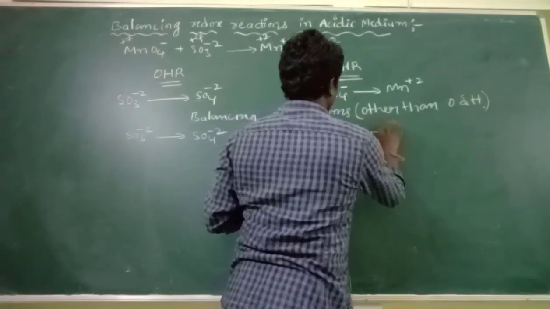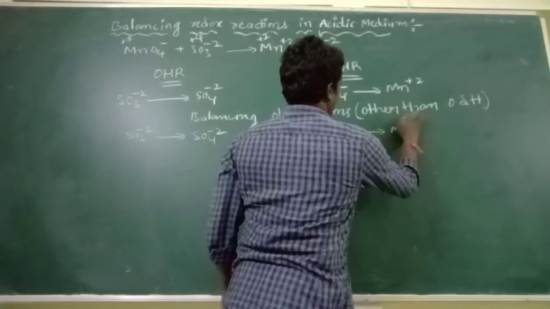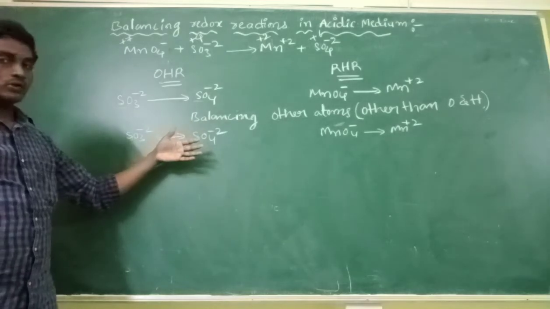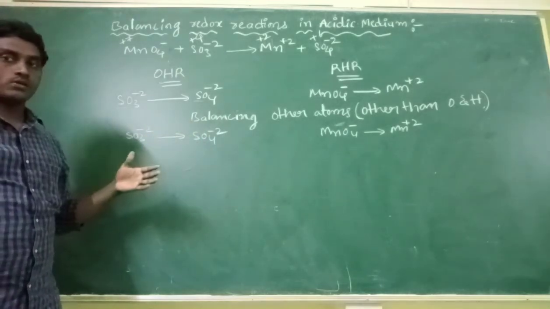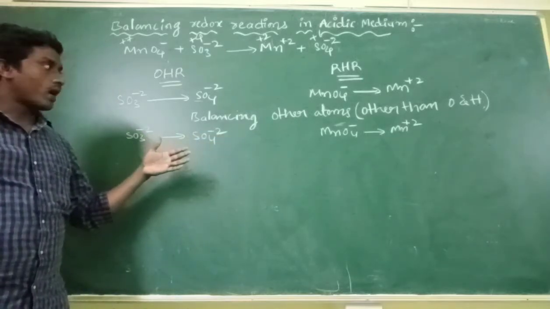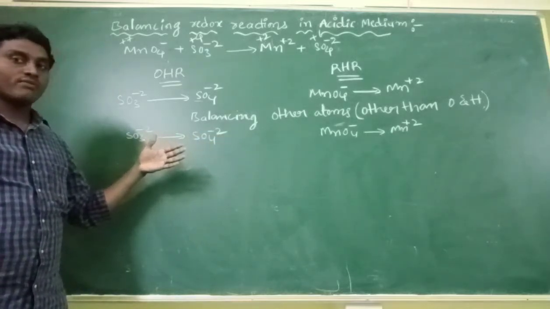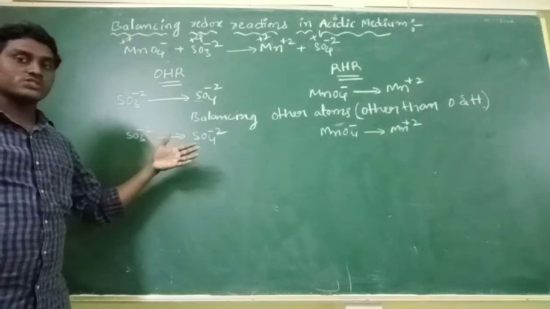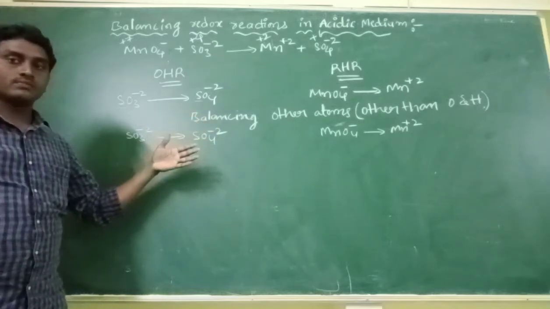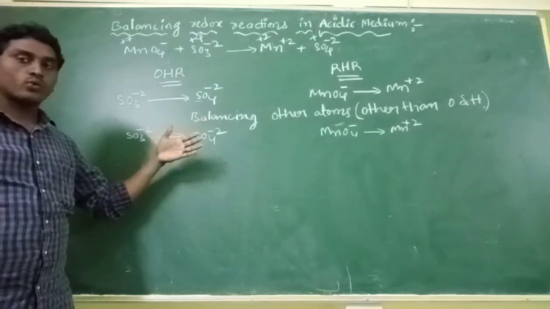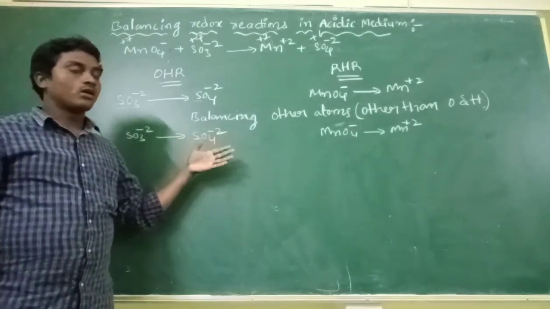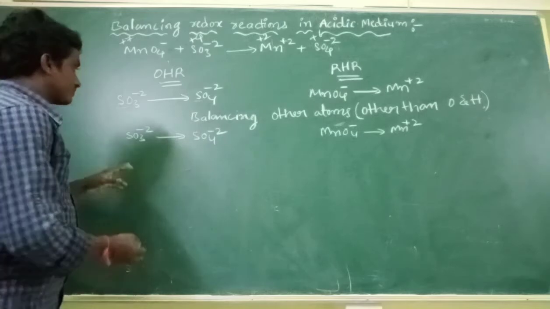MnO4 minus useless. Mn. In the next step, we have to balance oxygen atoms. To balance the oxygen atoms, we have to add the required number of water molecules to the deficiency side of the oxygens.